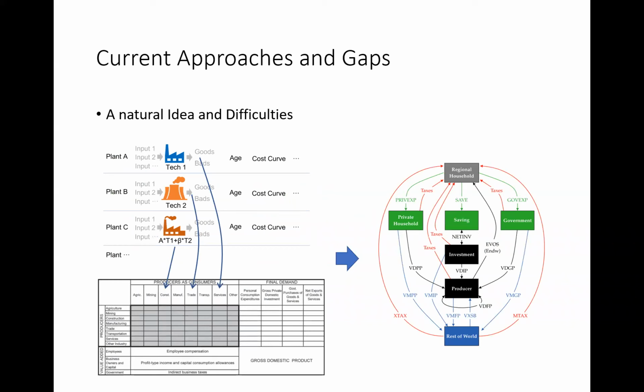Now, based on these two types of approaches, maybe you have a natural idea now. Why don't we collect this type of data? That is, we know each plant forms a row and a column in this table, and each plant connects to the others. If we collect this type of data and apply the macro level model to this macro level table, we can do a perfect assessment now.